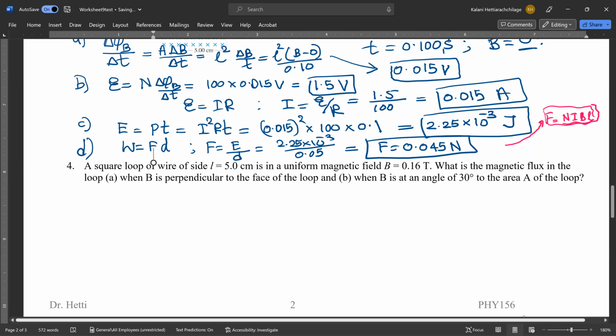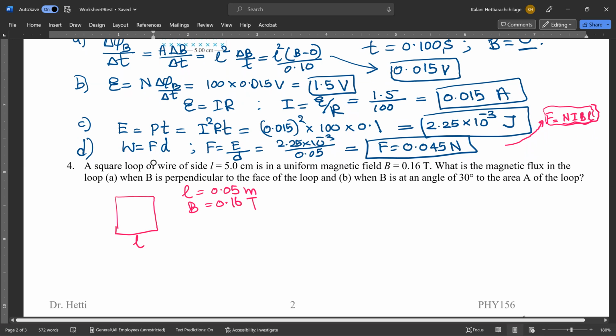Okay, let's read it. A square loop of wire with length L equal 0.05 meters. The uniform magnetic field is 0.16 Tesla. What is the magnetic flux in the loop? A and B: when B is perpendicular to the face of the loop, and when B is angled 30 degrees to the area A of the loop.